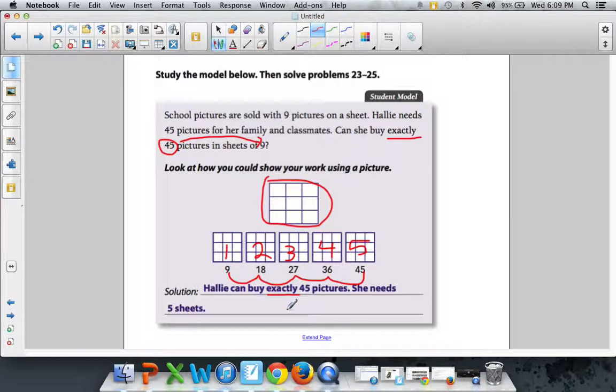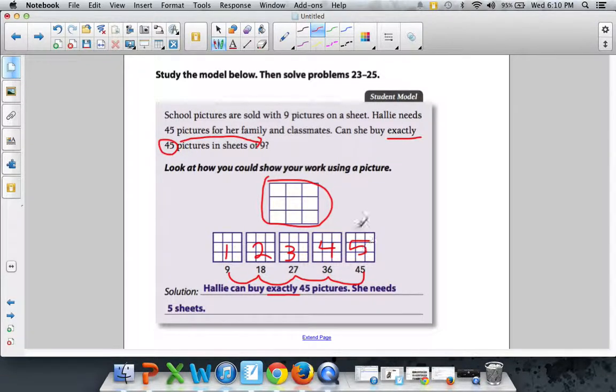It's important that you answer what they're asking. Okay? Exactly 45. Not close. Not a little bit over, a little bit less. Exactly 45. And yes, this is exactly 45. For someone who is not good at multiplication, you should be by now, but if you're not, there's a way to get this right.